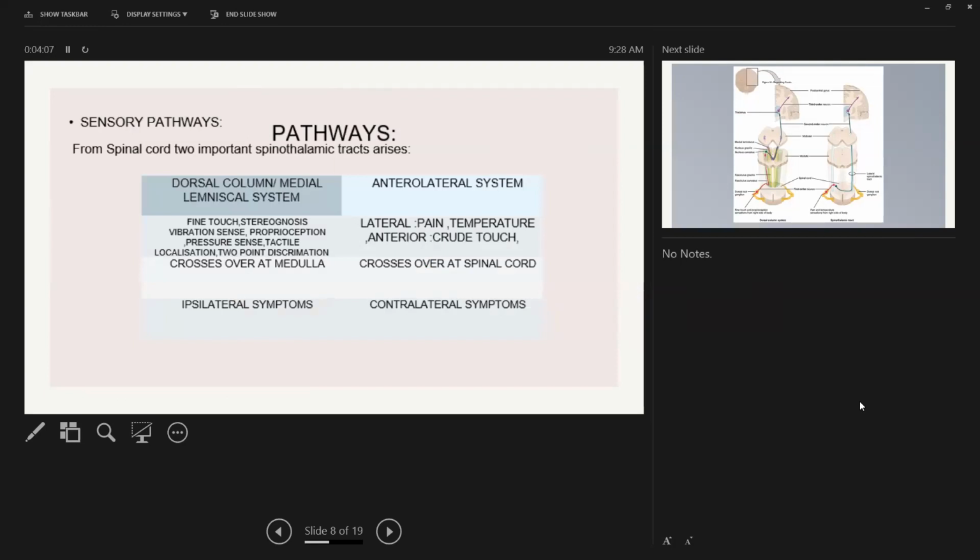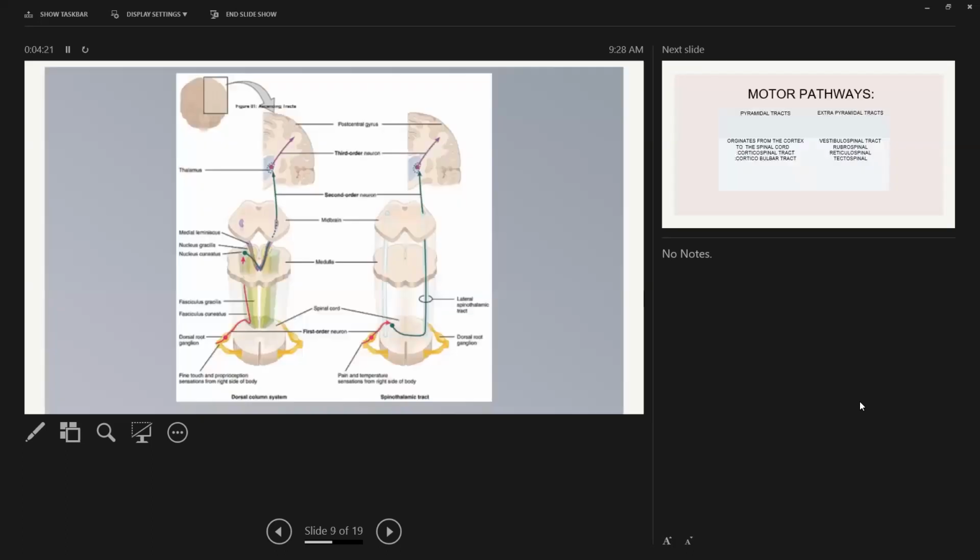The anterolateral system has two spinothalamic tracts. The first one is the lateral one, which carries sensation like pain and temperature. The second one is the anterior one, that carries a sensation like crude touch. By the dorsal column, the sensation like fine touch and proprioception are carried to the spinal cord. From there, in the medulla, they cross over to the opposite side, and through the midbrain and the thalamus, they go to the postcentral gyrus.